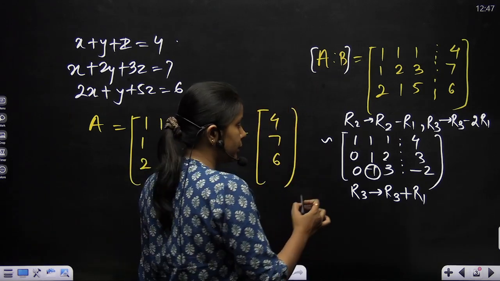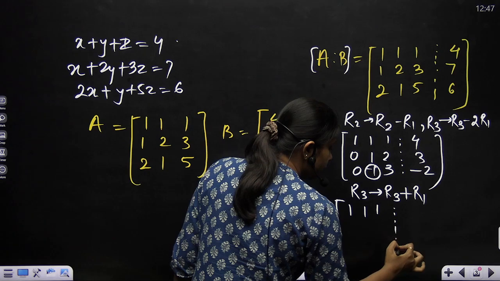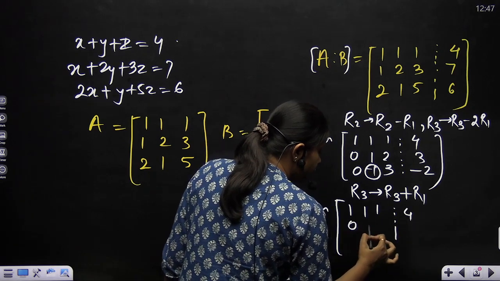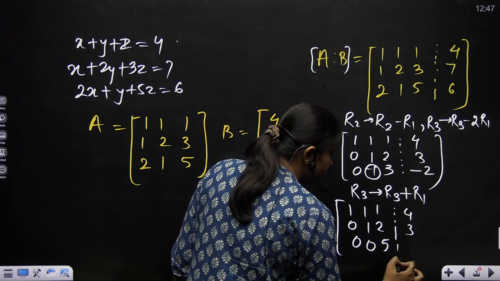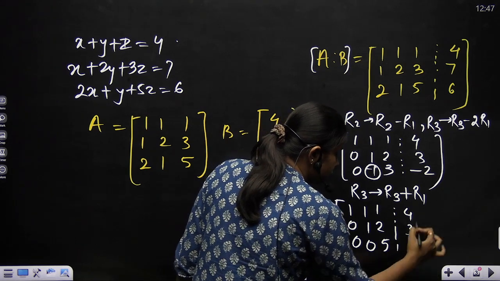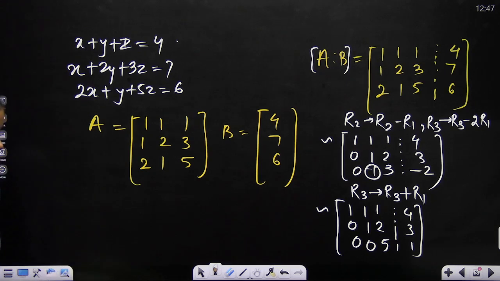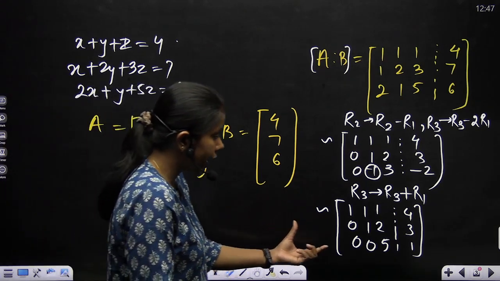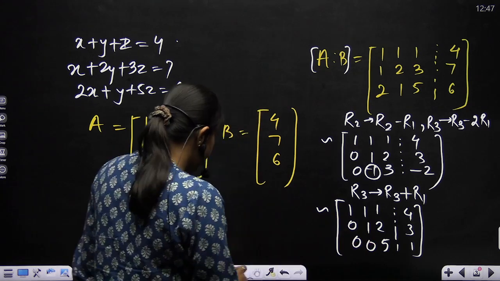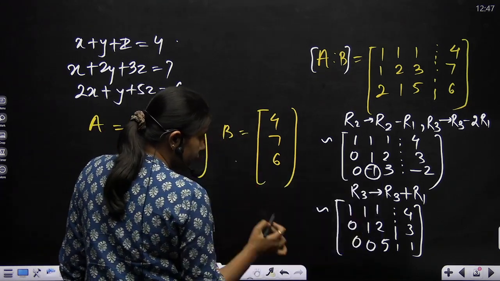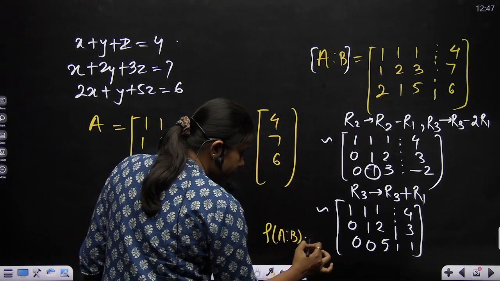R3 tends to R3 plus R1. So what would it become? 1 1 1 4 0 1 2 3 0 0 3 plus 2 is 5, and minus 3 minus 2, that would be 1. Now one thing you would notice here is that the rank of A augmented B, which is now in row reduced echelon form, is 3.